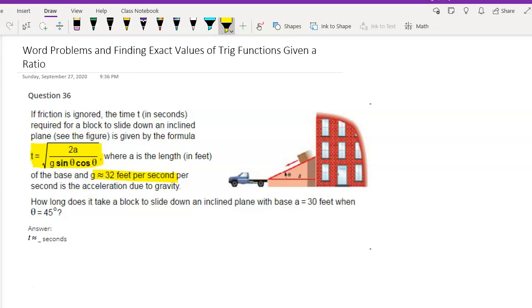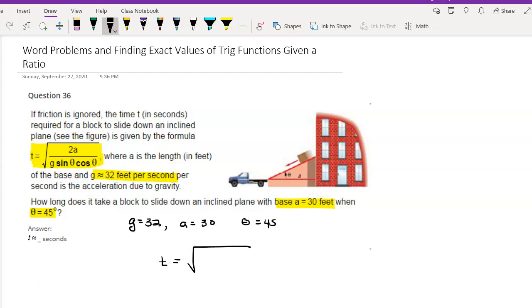How long does it take for a block to slide down an inclined plane with base a equals 30 feet when theta is 45? So it gives us a lot of information here. We know g is 32, we know a is 30, and theta is 45. From here, it's just simple substitution.